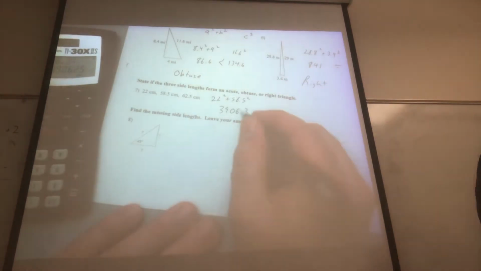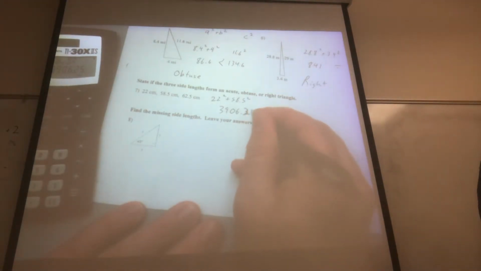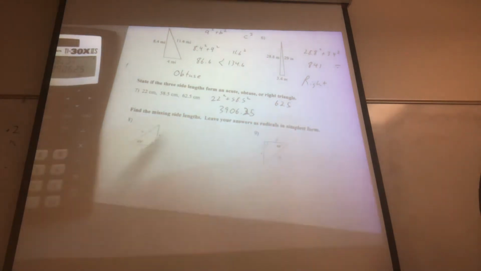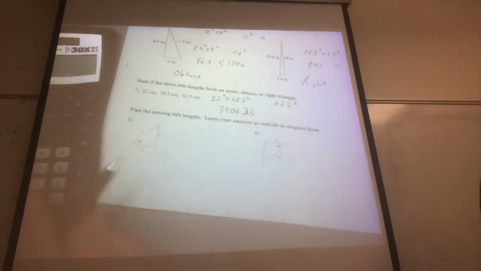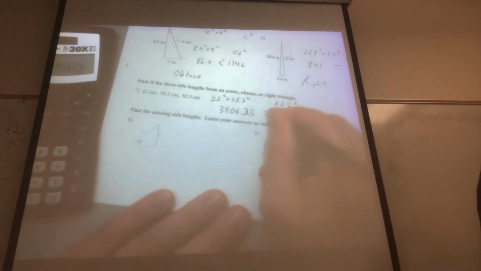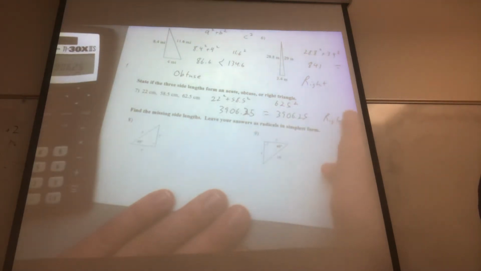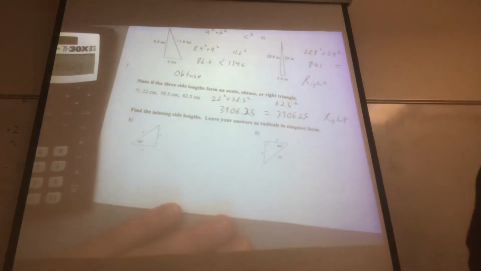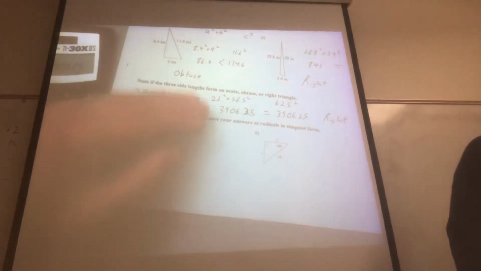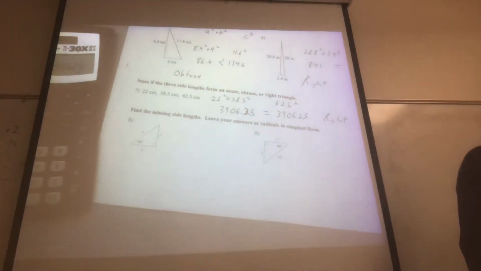3,906.25. I check 62.5 squared. And I come up with 3,906.25. Those are equal. This is a right triangle. Okay, again, it's exactly the same as 5 and 6. There's just not a drawing of a triangle. You can draw one in if you want.